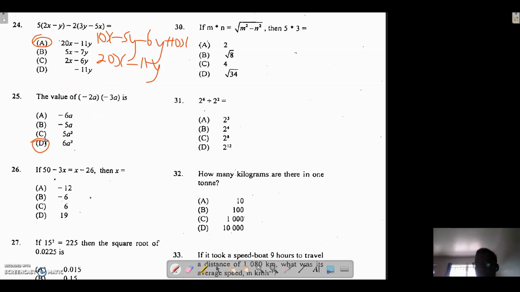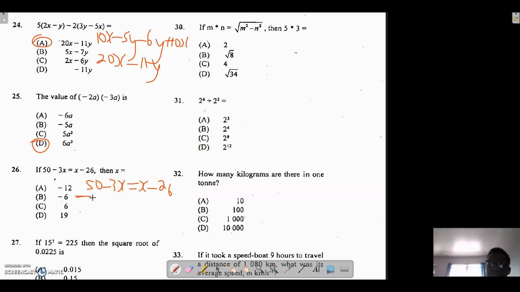26. There are several ways that we could go about doing this. We could use trial and error in 26, or we could work it out as well. So we have 50 minus 3x is equal to x minus 26. We just need to decide what we're going to do. We can bring the x, which is positive, to the left, which means we're going to subtract. We can bring the 50 over, which is positive, which means also we're going to subtract.